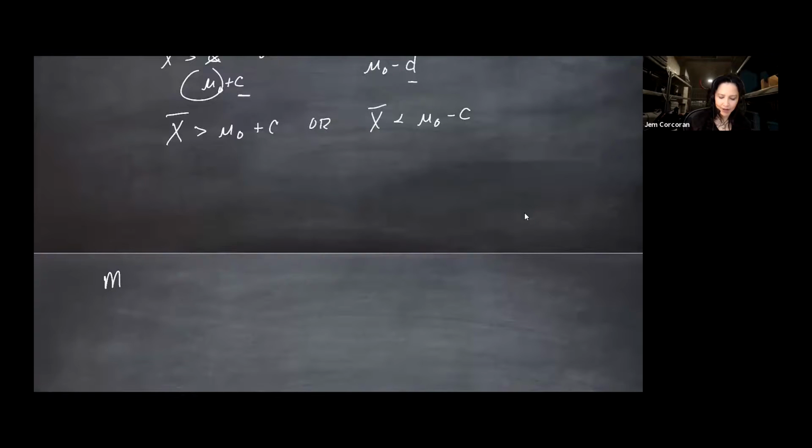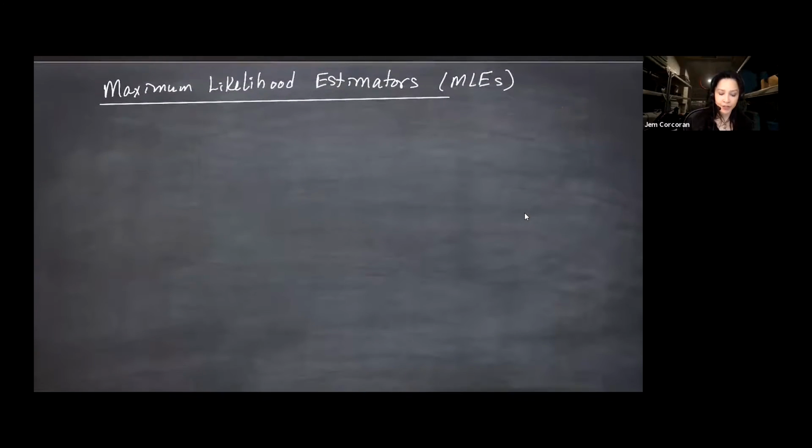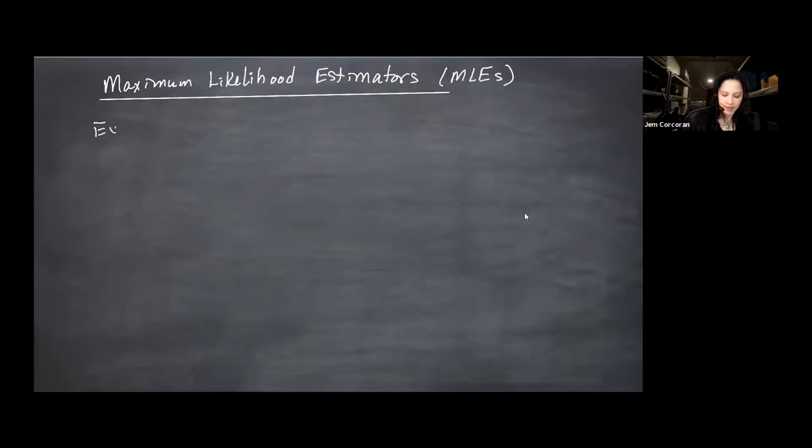So we're talking about maximum likelihood estimators, or MLEs. And we did some examples last time. And I have a couple of special cases for you today. So the first is when you have 2 or more parameters. So this is a 2-parameter example.